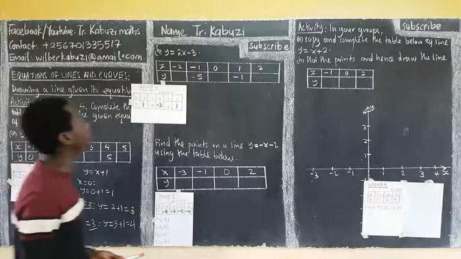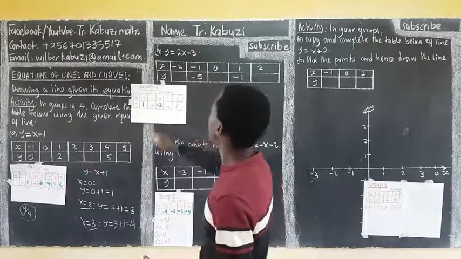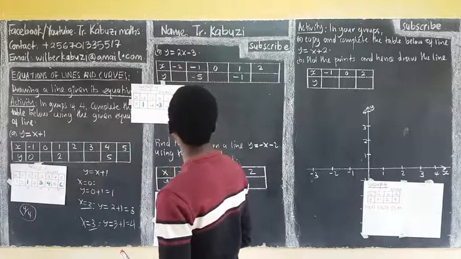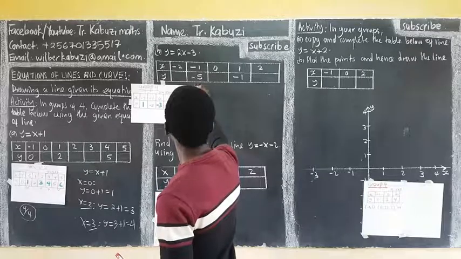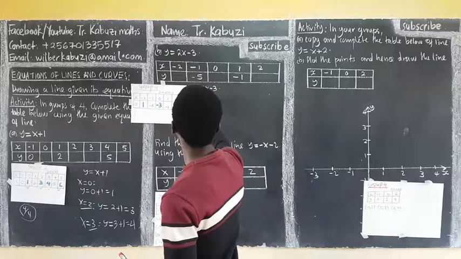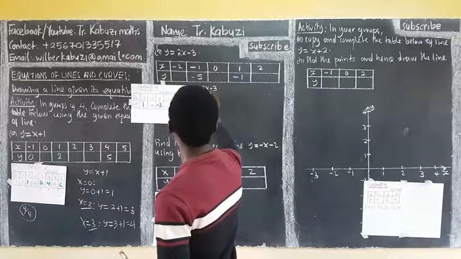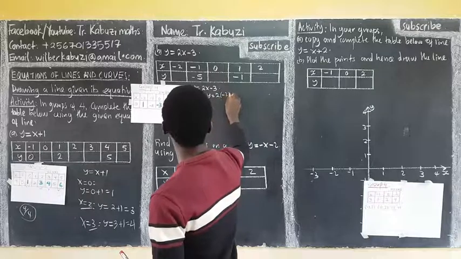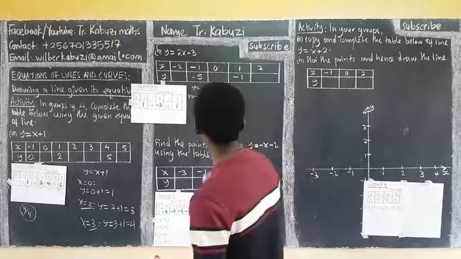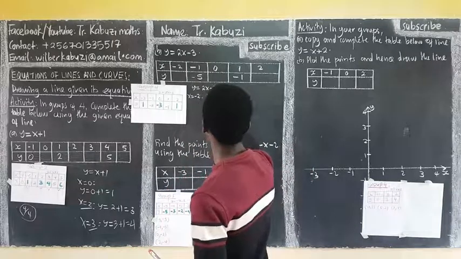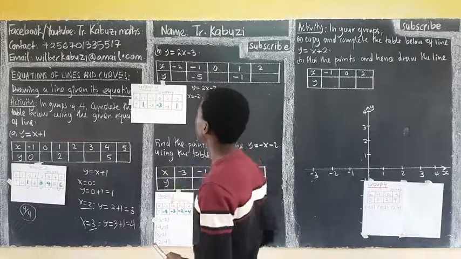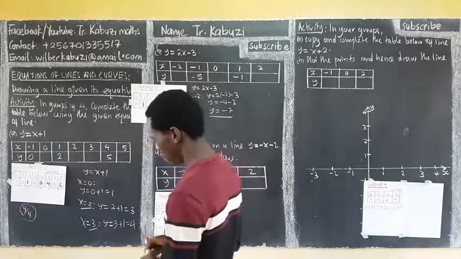Okay, when we come to group 4, when x is negative 2, they got 1, really. So you have y equals 2x minus 3. So when x is negative 2, our y will be 2 times negative 2 minus 3. 2 times negative 2 gives negative 4, then minus 3. So y here becomes negative 7. So the y here was supposed to be negative 7. So this one is not right.